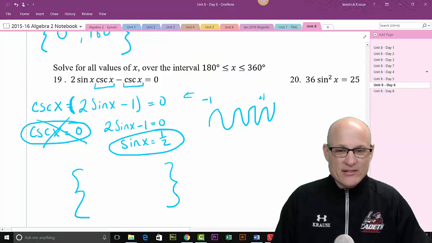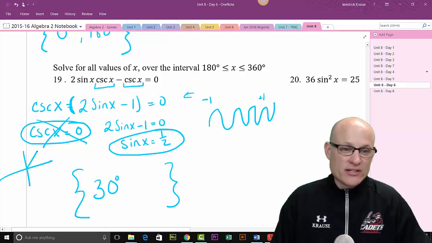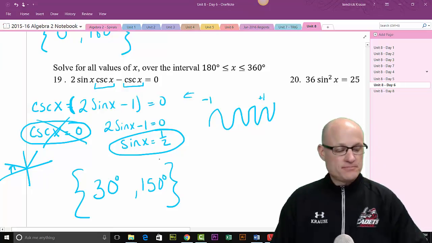So when does sine equal +1/2? Well, that reference angle is 30 degrees, but sine is positive in the first and the second quadrant. So you need this reference angle. So that would be 150 degrees. So I've done half of them.